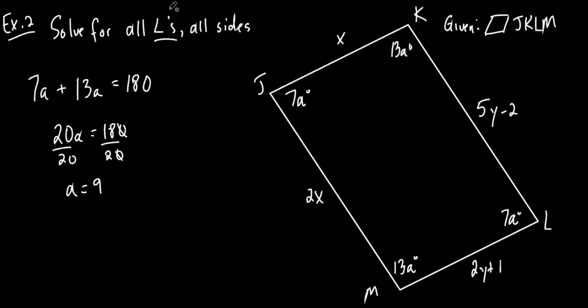It's not what they asked for, though, is it? They asked for all the angles. So how do I find this angle right here? Put in the 9 for the A. Exactly. Substitute. That's a good word, too. 7 times 9 is? Let's do the work right here. 7 times 9. What's 7 times 9 without a calculator?